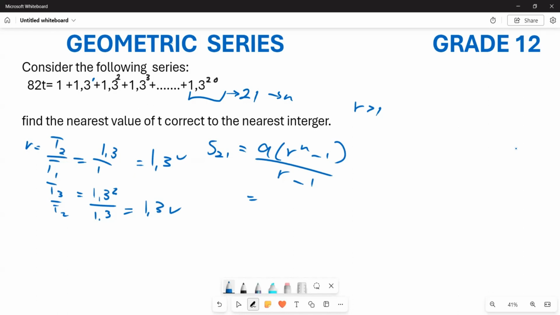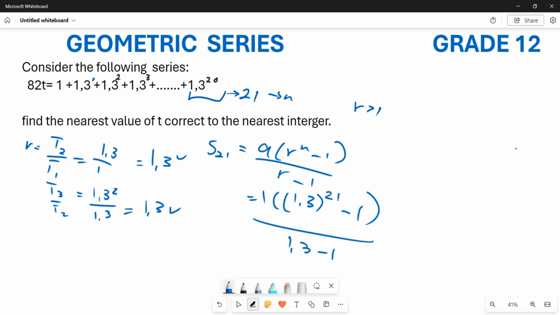Now we are going to continue. What is the value of your a? Your a is given by 1. So this is going to be 1 into bracket, and the value of your r is 1.3, close bracket. Then the value of your n is 21, subtract 1, close bracket, all over 1.3 subtract 1.